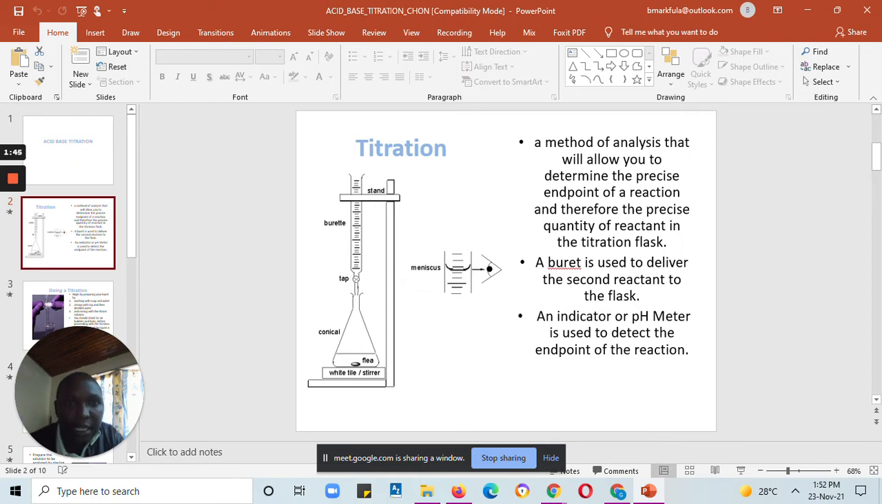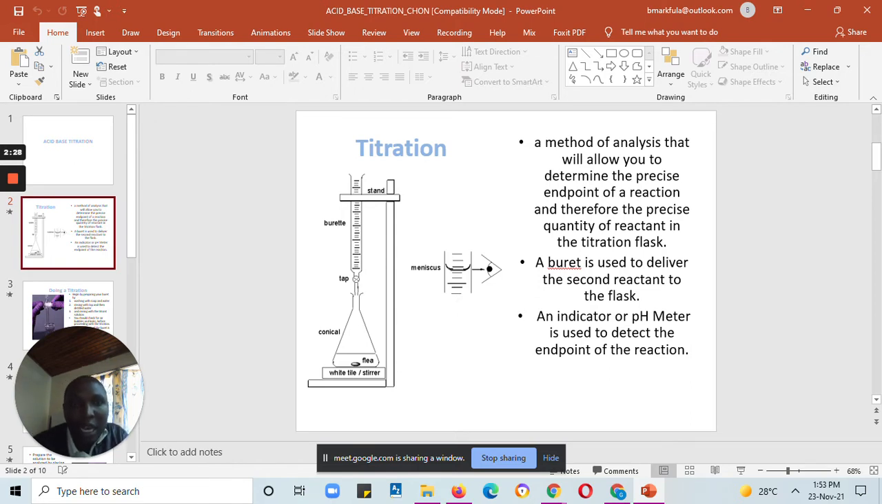Titration is a method of analysis that allows you to determine the precise endpoint of a reaction and therefore the precise quantity of reactant in the titration flask. The endpoint is that point at which the acid completely neutralizes the base. Notice that we have another term known as the equivalence point, which is close to the endpoint, and the two definitions explain that point at which the reaction is complete.